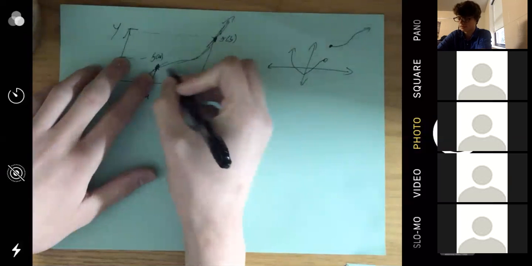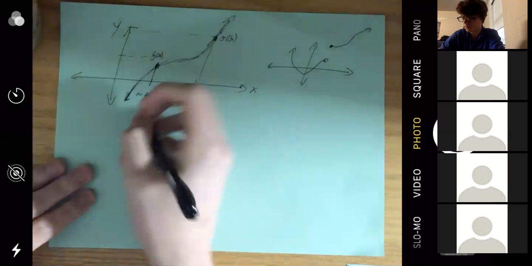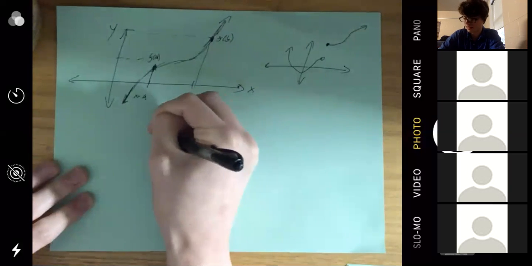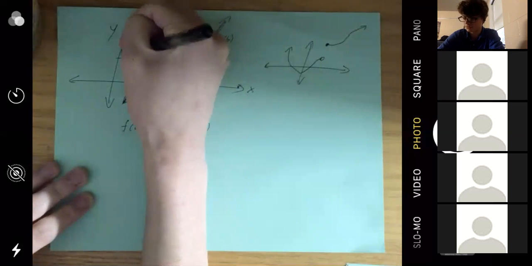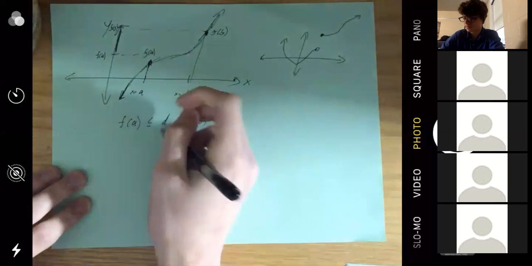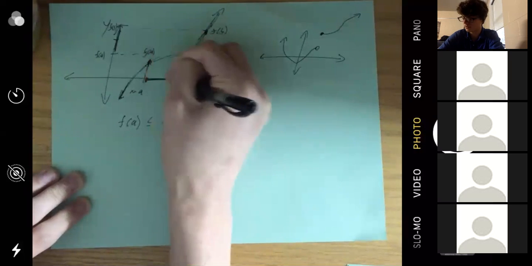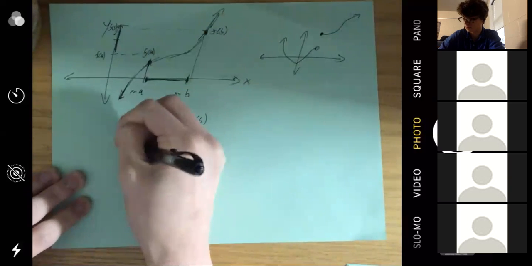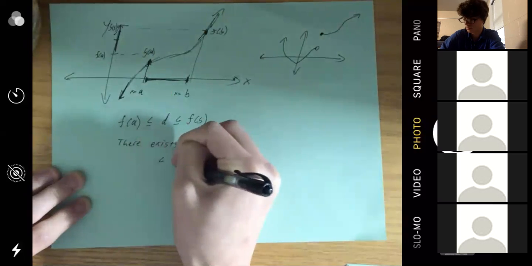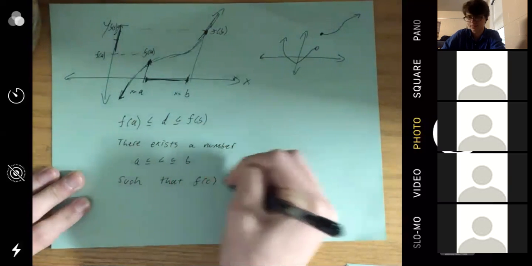So if this is a continuous function, if there's no breaks in the graph, then what the intermediate value theorem says is that for any given number, I will pick D, such that D is between f of B and f of A, so we see that this is f of B on this graph, this is f of A, if I pick a number in this interval, then there exists a number in this interval, I'm going to call it C, such that f of C is equal to D.